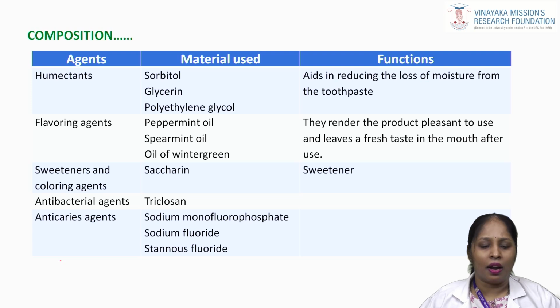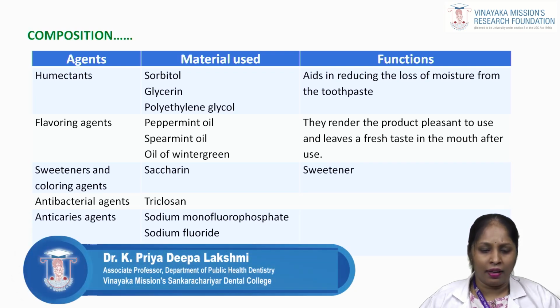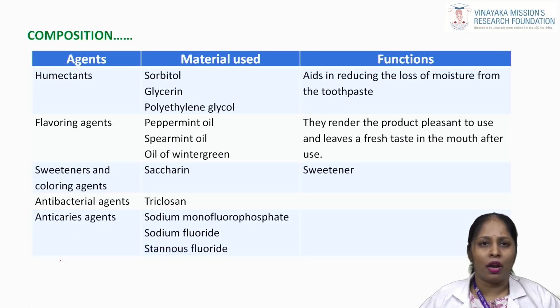For the sweetening and coloring agents, the material used is saccharin, which is mainly used as a sweetener. There are other agents like antibacterial agents, with triclosan the most commonly used material, and anti-caries agents like sodium monofluorophosphate, sodium fluoride and stannous fluoride will be included.